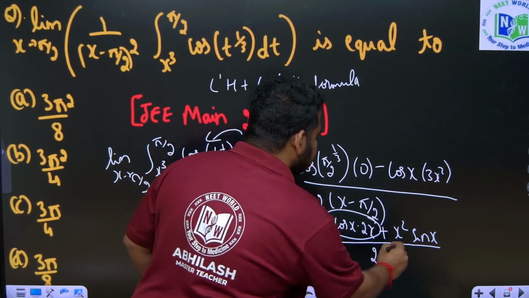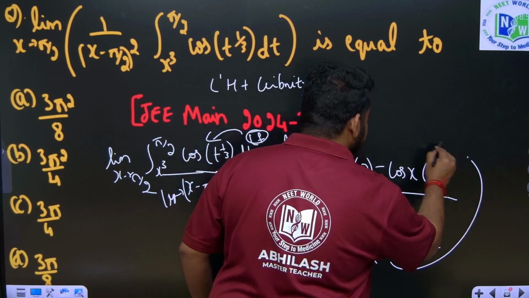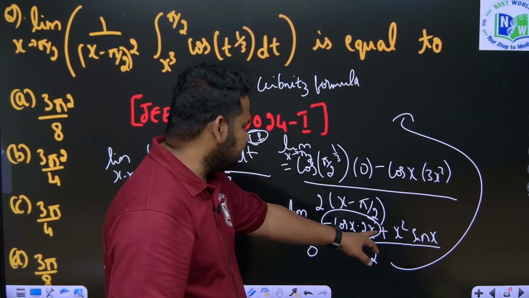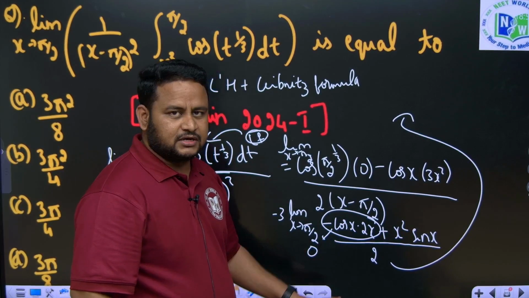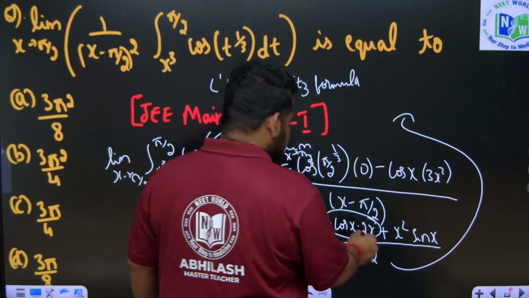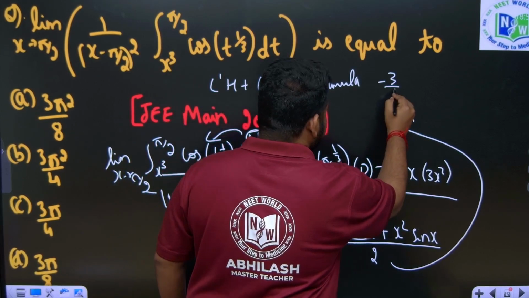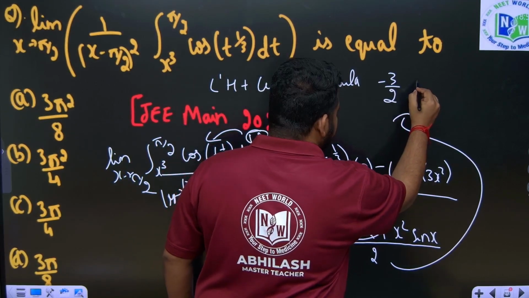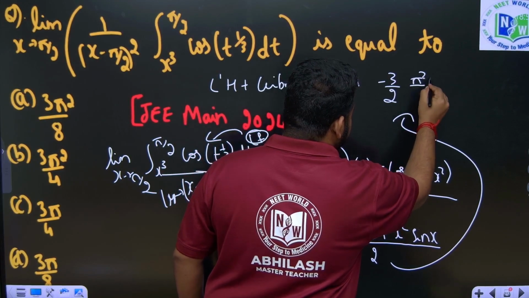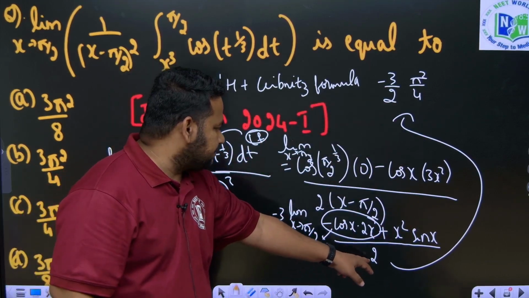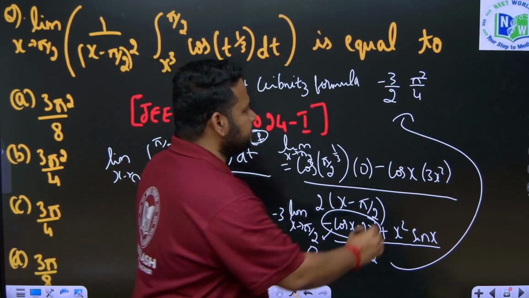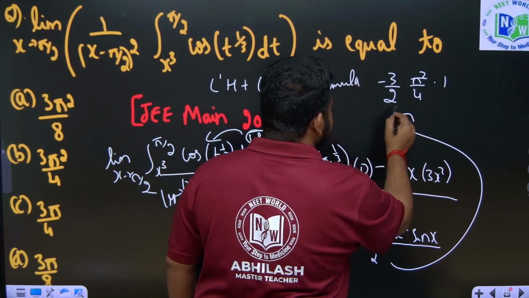So I am left with what, friends? I am left with x square sin x. X is nothing but pi by 2. This 2 I will take outside, minus 3 by 2 into x square, that is pi by 2 whole square, which I can write as pi square by 4. Sin pi by 2 is nothing but 1.